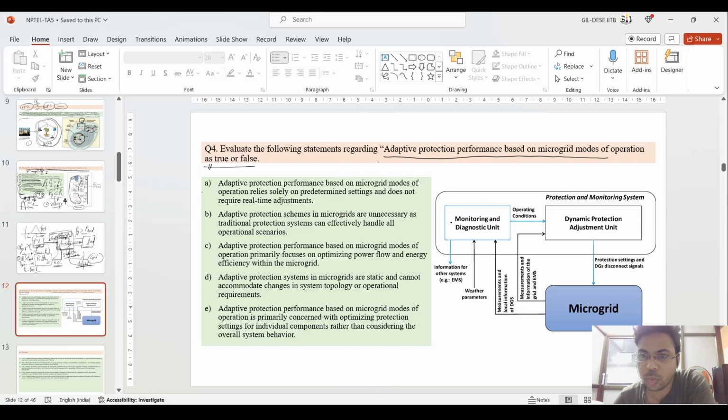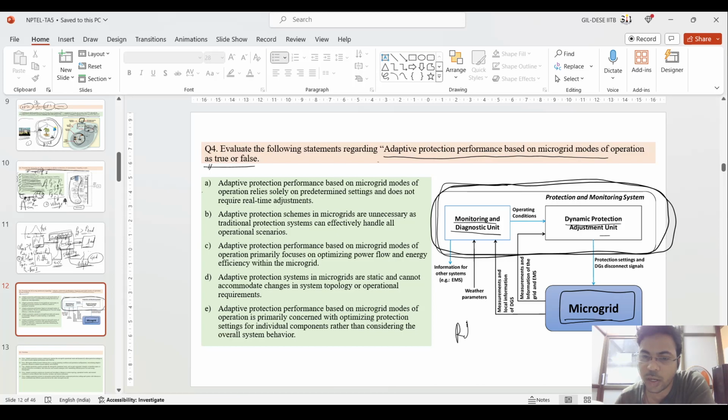Okay, let me explain to you all. See this right side image. You have certain blue boxes and black colored boxes and lines. You have this microgrid, which is the completely blue box, and above that you have a dynamic protection adjustment unit, and on the left side you have a monitoring and diagnosis unit. This whole system is the protection and monitoring unit, which is connected to this microgrid.